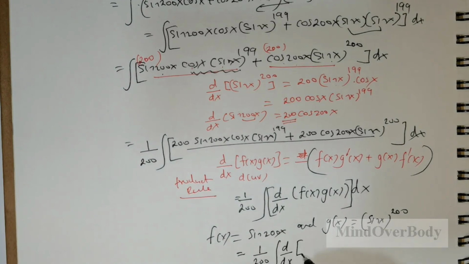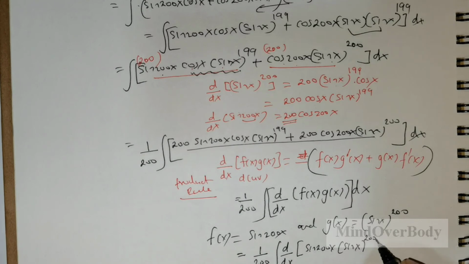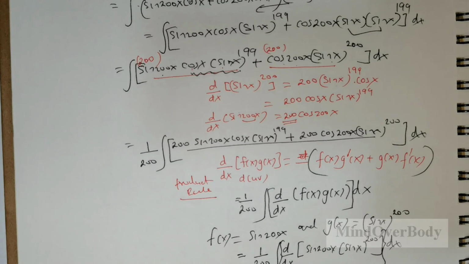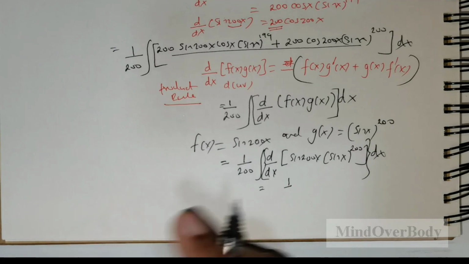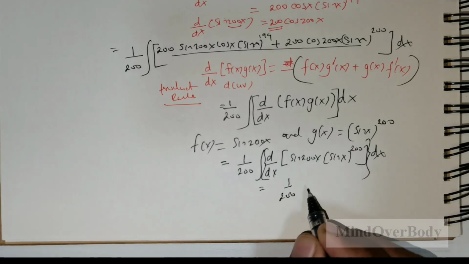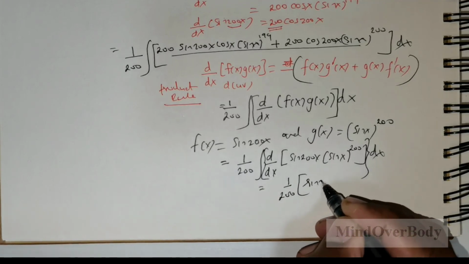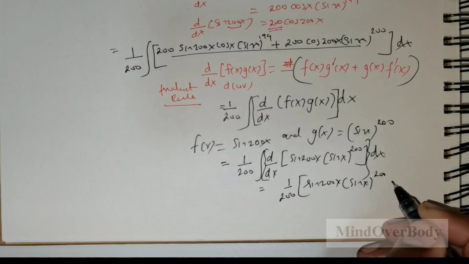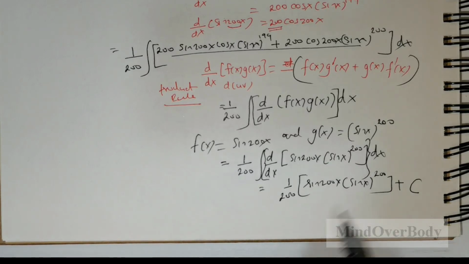d over dx of f of x, sin 200x, times g of x, sin x raised to the power 200, times dx. Right, you can place it in parentheses. Of course, the differential and integral get cancelled out. So this is going to be equal to 1 over 200. The differentiation and the integration will get cancelled out, giving me sin 200x times sin x raised to the power 200, plus constant c, which is important. So this completes the solution to this question.